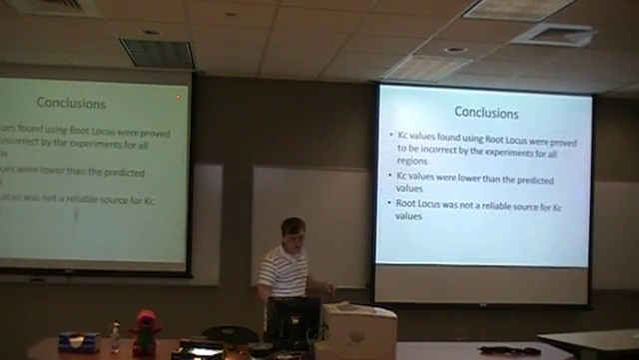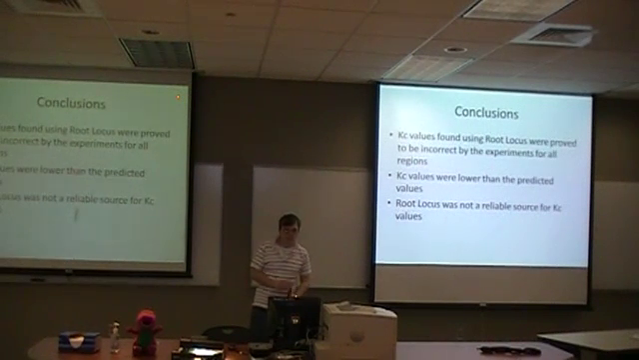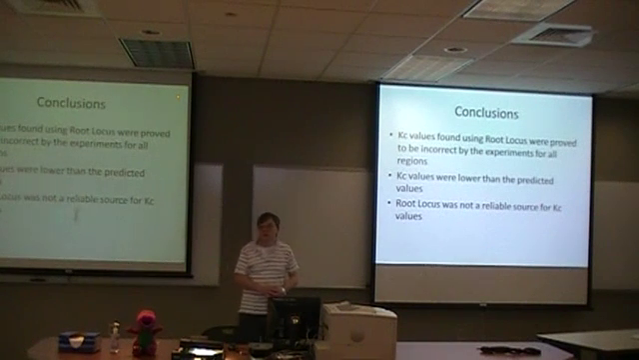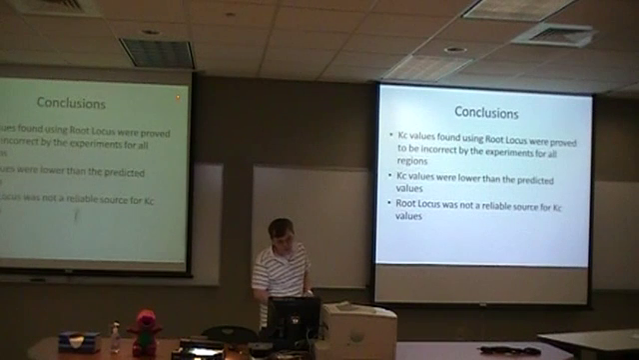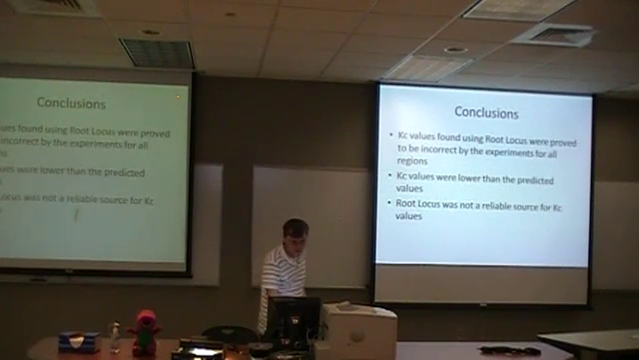In conclusion, KC values found using the root locus were proved to be incorrect by the experiments for all the regions, especially for the 1 to 4 centimeters H2O and for the 7 to 10 centimeters H2O. They were usually lower than the predicted values. The KC values were usually lower, and the root locus was really not a reliable source for the KC values.